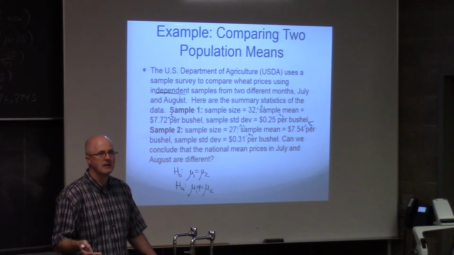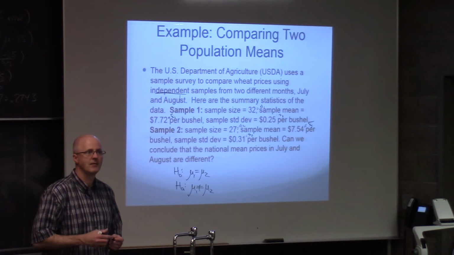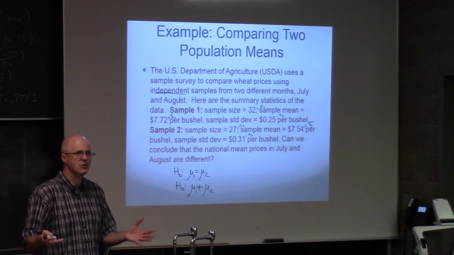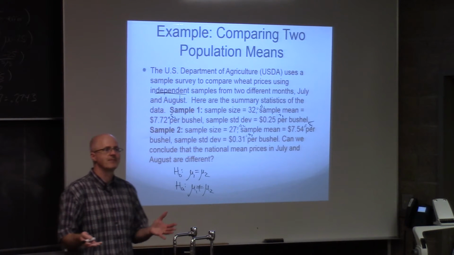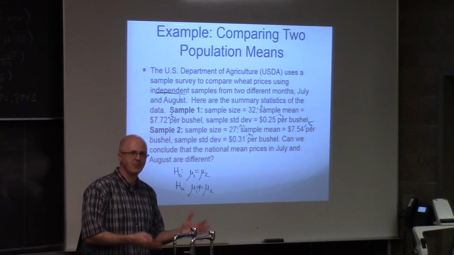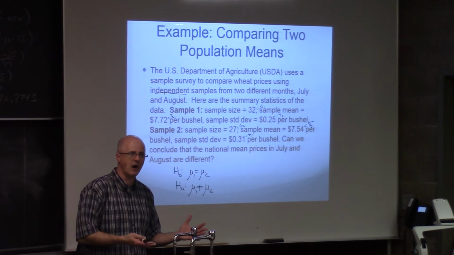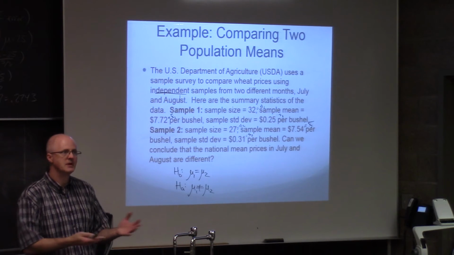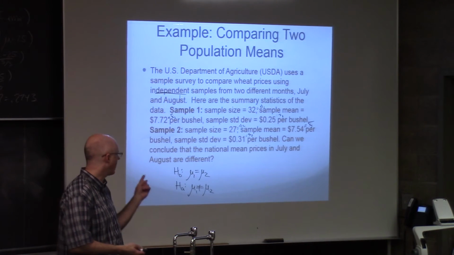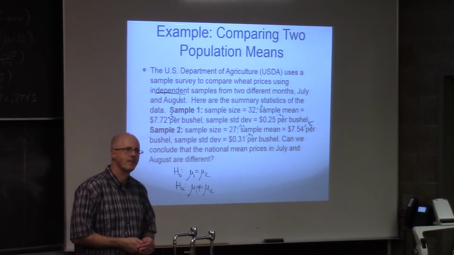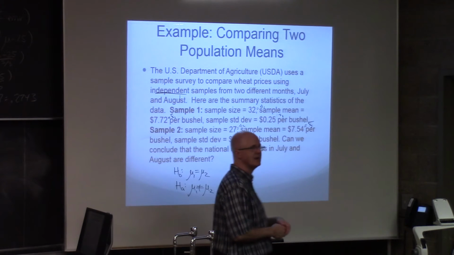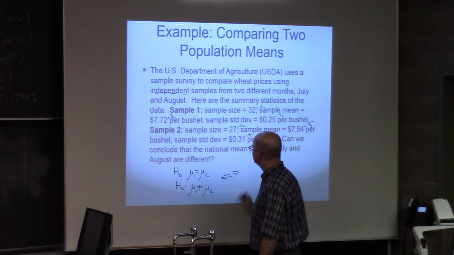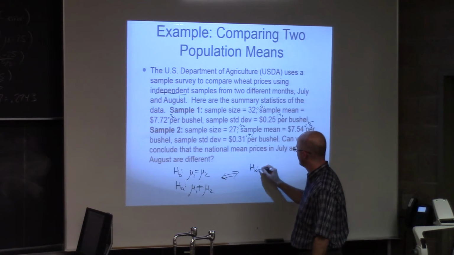Let mu1 be the mean price of a bushel of wheat for all sales in the US during July, the true mean population price. Let mu2 be the mean price in dollars per bushel for all sales in August in the country. These are the unknown population parameters. I'm wondering, are they equal or not? Do I have sufficient evidence against the assumption of equality or not? Statistically significant evidence. To do this test, it's equivalent to think about it this way.